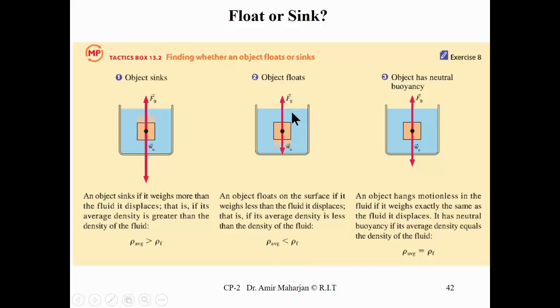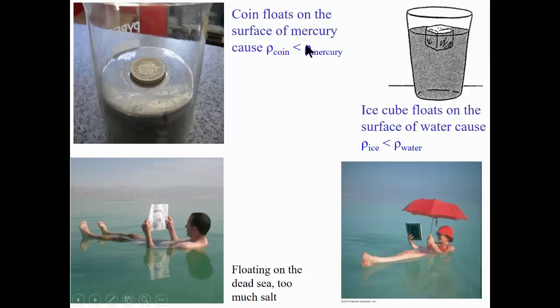If the buoyant force is greater than the object's weight, it will float up. And if the buoyant force is exactly equal to its weight, then it's called neutral buoyancy, right? It's exactly neutral, static, neutral buoyancy. So here's some examples. In all these examples, these objects are floating easily on this fluid. Why? Because of this condition.